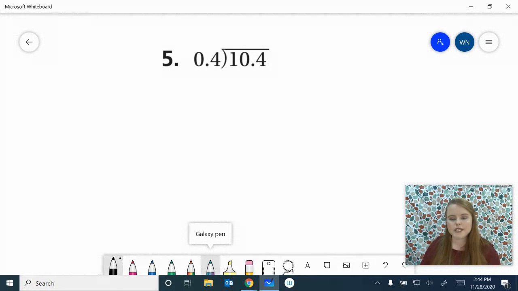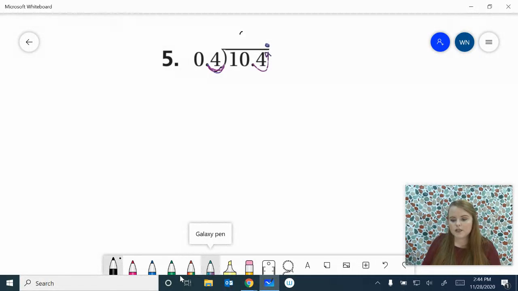Number 5, 10 and 4 tenths divided by 4 tenths. Go ahead and work it out. For this one, first thing, swoop it out. Swoop it out. 1 swoop, 1 swoop. Magical decimal line it up. And all we have to do is divide.